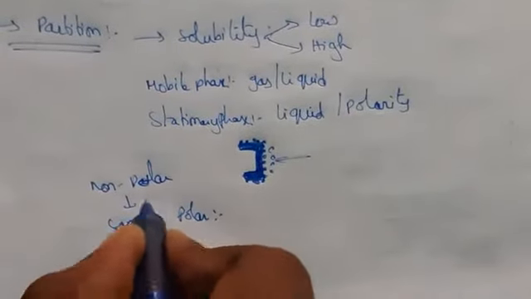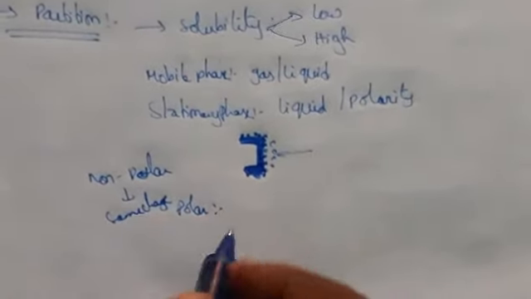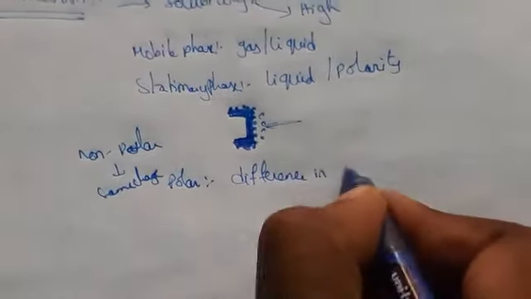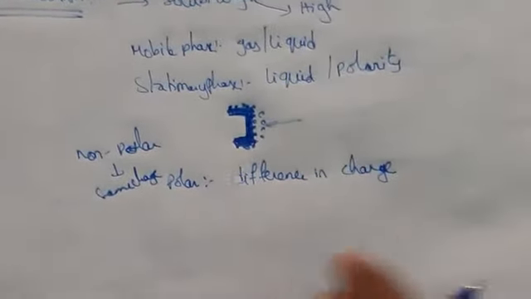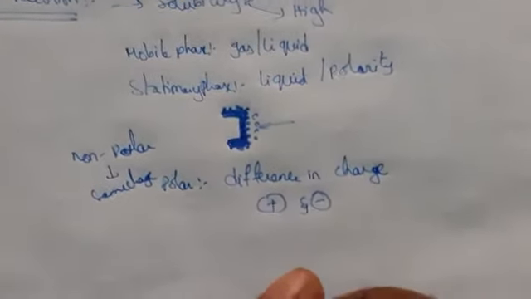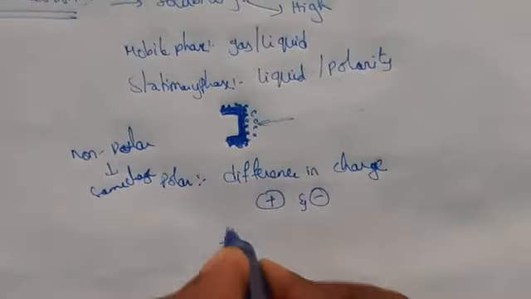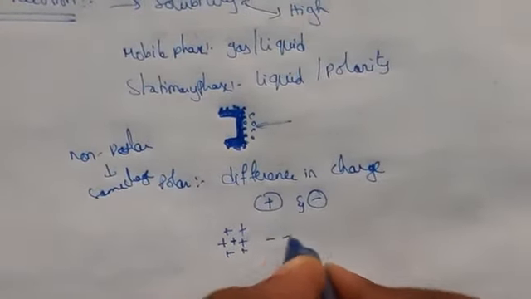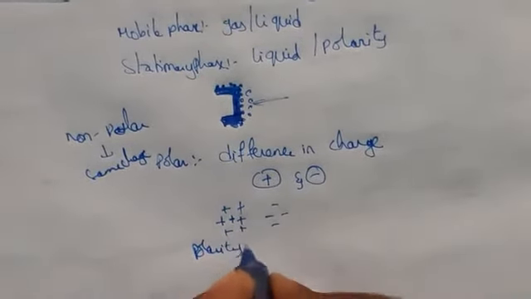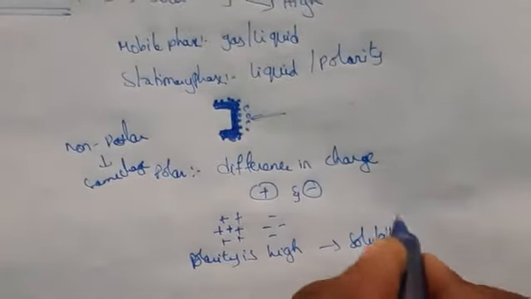Same charge, when you have that, we call it non-polar. Polar is nothing but a difference in charge. That is what we call polarity. Difference in charge is nothing but positive and negative. So if suppose the positive atoms are more and the negative atoms are less, what does that mean? The polarity is high. Then what is the solubility here? Solubility is low. Then what happens? The separation will not be possible here.